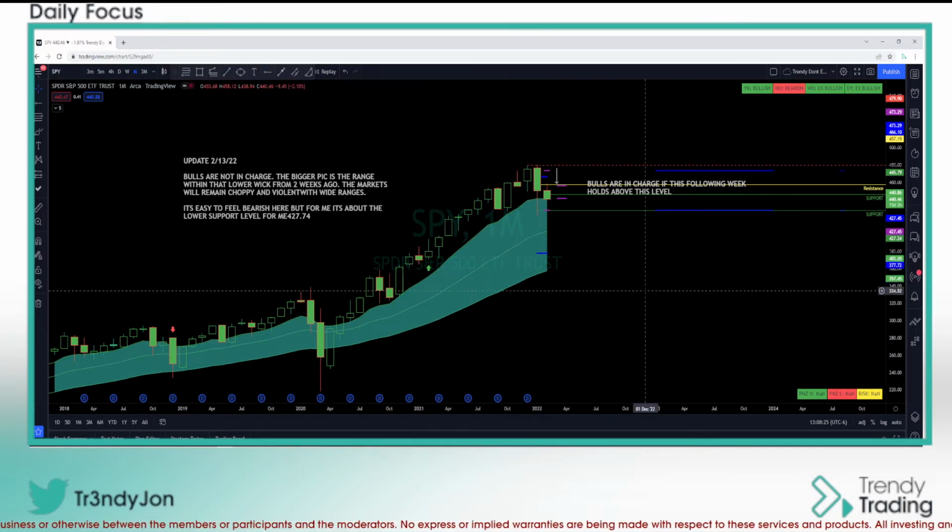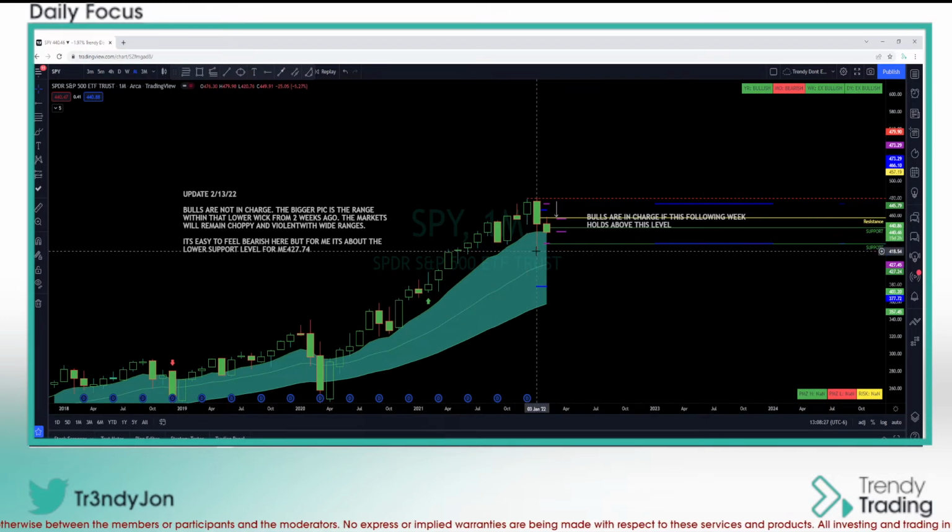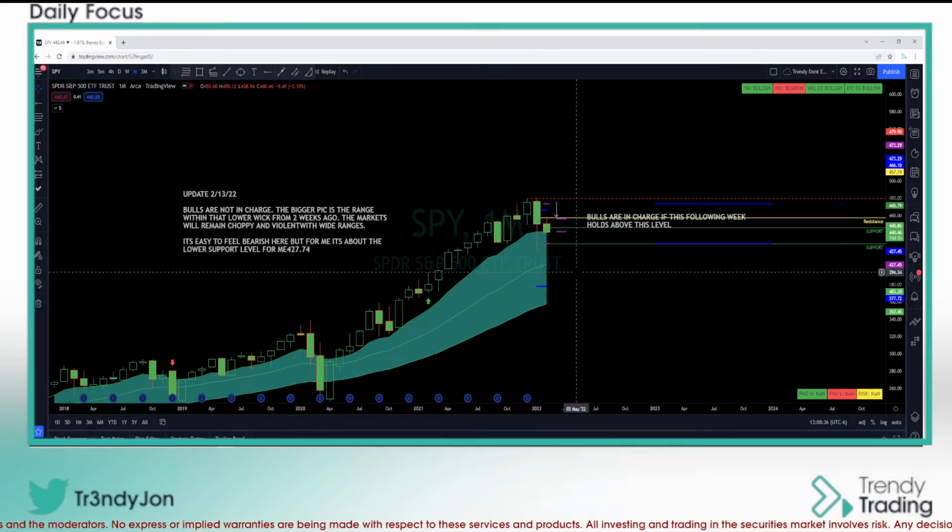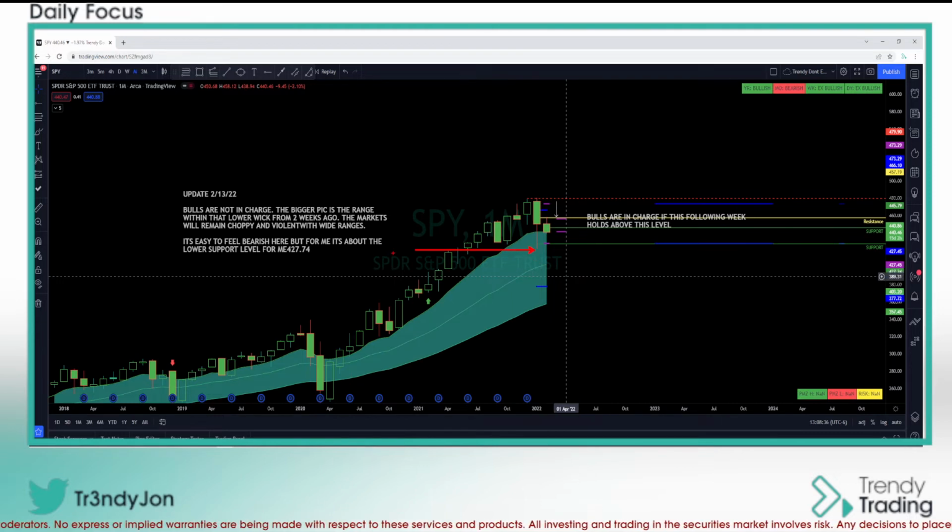In this case, I have a 9 on here. Notice that when we came into the cloud here on the previous month, we found buyers, and then price did push up. Now we are headed back down, but just like I showed you on the weekly, do we take out the low? Or is this just going to be what I like to call a rounding bottom?